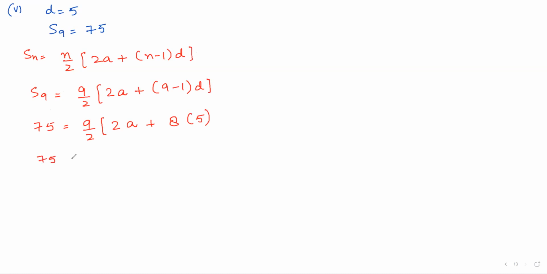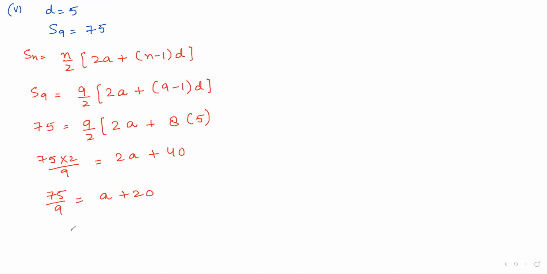Okay, so 75, can I write like this, is equal to 2a plus 40, correct? Yes, ma'am. Okay. So on the right hand side also, if I take a 2 common, right? So this 2 will cancel out. So only 75 by 9 will remain. This side a plus 20. Is this correct? Yes, correct.